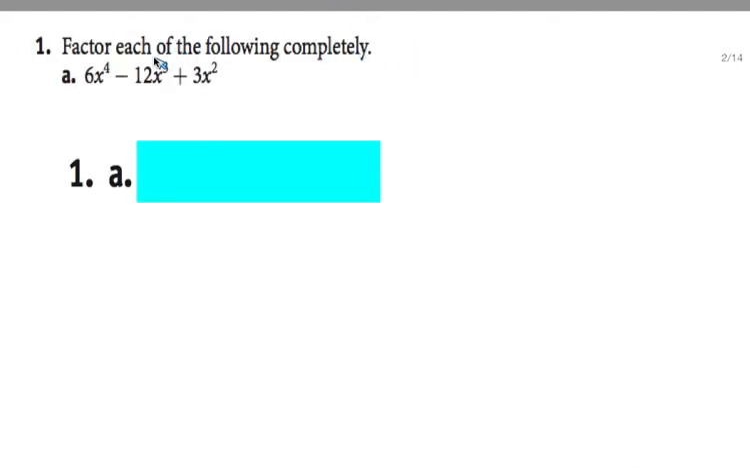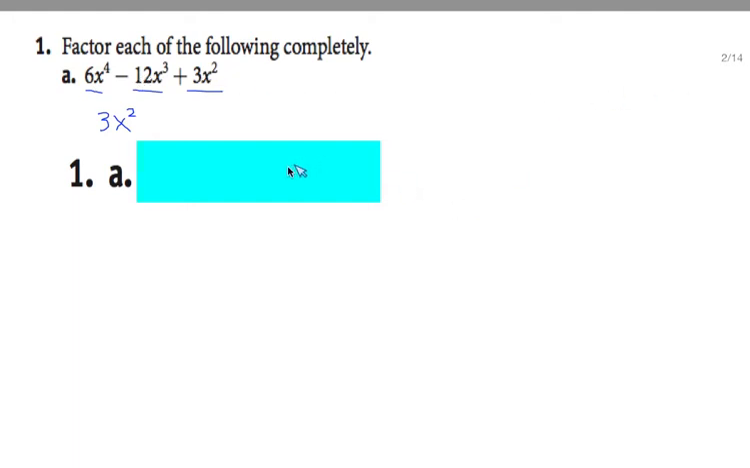The first one, you need to factor each of the following completely. So you have 6x^4 minus 12x^3 plus 3x^2. One of the things that you need to figure out is what the greatest common factor is between all these. If you look at all three terms, the numbers 6, 12, and 3 are all divisible by 3, so you can factor out a 3, and all of them have at least an x squared. So we're going to factor out 3x^2 from each one of these terms.